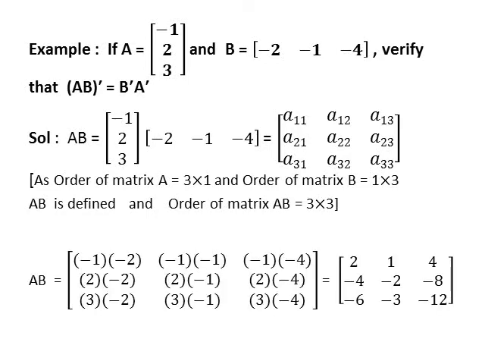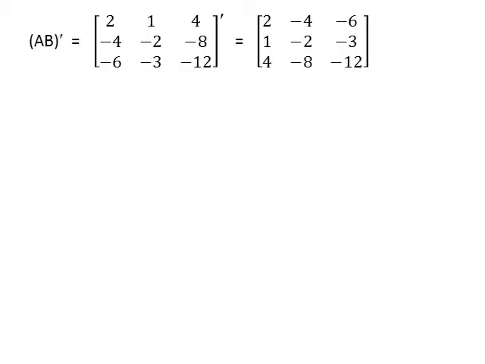Now, following the rule of matrix multiplication, take product of these two matrices as shown. We get a matrix of order 3 by 3 with elements 2, 1, 4 in first row, minus 4, minus 2, minus 8 in second row, and minus 6, minus 3, minus 12 in third row. Now, take transpose of AB. As order of AB is 3 by 3, so order of transpose of AB is also 3 by 3. But position of elements is changed when we interchange rows and columns of matrix AB. So write the transpose of matrix AB as shown.